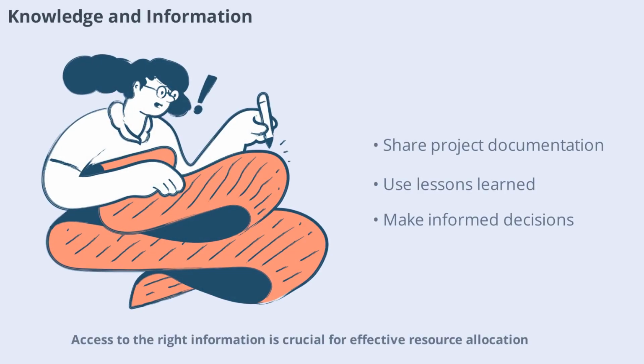Access to the right information is crucial for effective resource allocation. This includes project documentation, lessons learned from past projects, and up-to-date data. Sharing knowledge across the team ensures everyone can make informed decisions and avoid repeating mistakes.